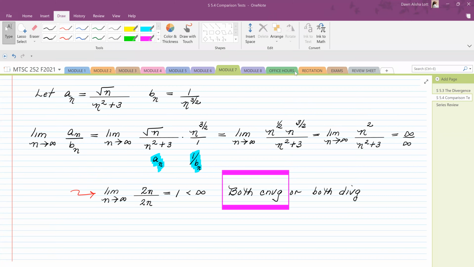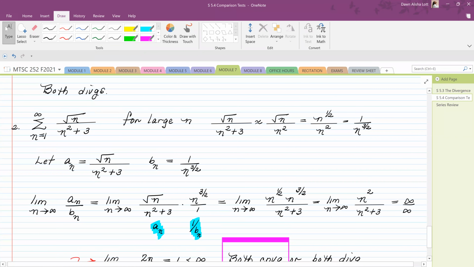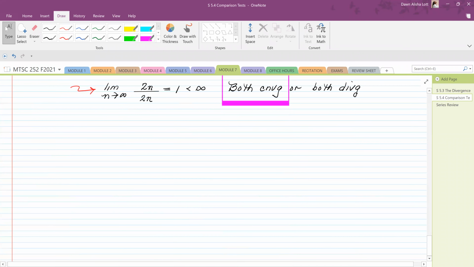You'll have to go back and look at the series we compared it to. We compared it to this. So when I say they both converge or they both diverge, you go back and look at the series we compared it to. It was compared to the summation n equals 1 to infinity of 1 over n to the 3/2. Now, does that converge or diverge?